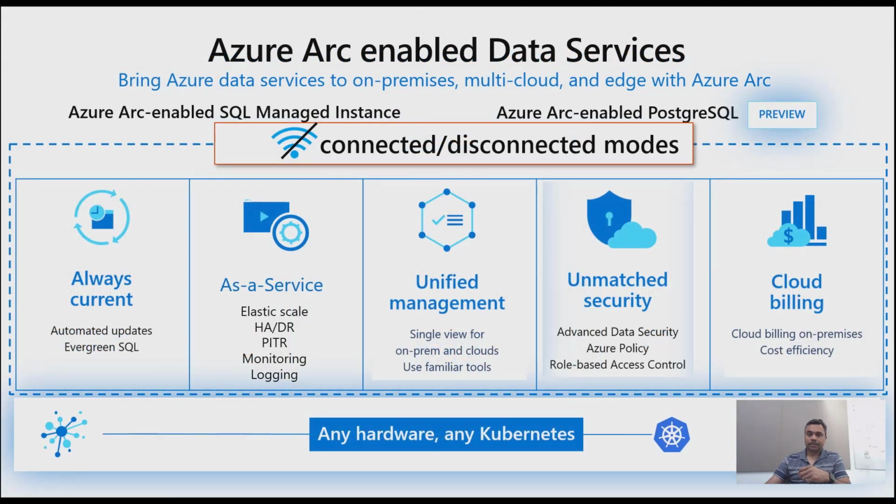The second category of offerings is the platform as a service model. In this model, we have Azure Arc-enabled data services. Within the data services, we have two database engines that we offer today, SQL Managed Instance and PostgreSQL Server. These data services can be deployed in either connected mode or disconnected mode. And I will go into details shortly in one of the next few slides.